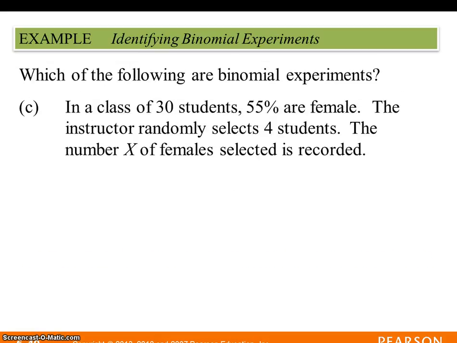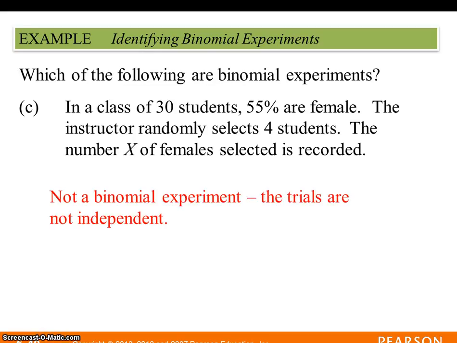Let's look at another example. In a class of 30 students, 55% are female. The instructor randomly selects 4 students. The number X of females selected is recorded. This is not a binomial experiment because the trials are not independent. If a person selects a female student, then the probability that they'll select another female student goes down, so the probabilities also change. Hopefully that helps you understand what a binomial experiment is and what it is not.